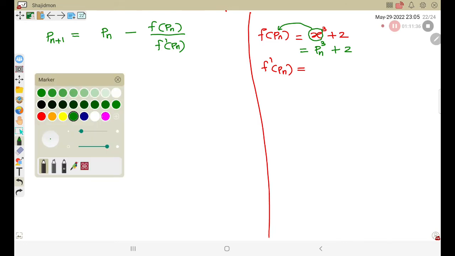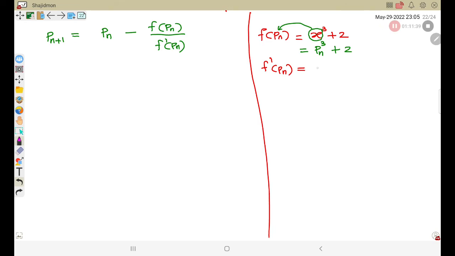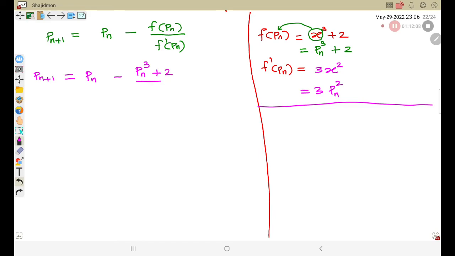Correct? Now, f dash Pn. How are we writing f dash? F dash x means 3x power 2. Now, instead of x, we need to write Pn. Replace x by Pn. So, 3 multiply Pn power 2. Correct? Substitute here. So, Pn plus 1 equals Pn, what is Pn? We don't know. Pn minus f of Pn, Pn power 3 plus 2, divided by f dash Pn, which is 3 Pn power 2. But make sure there should be a bracket here because that minus is common.